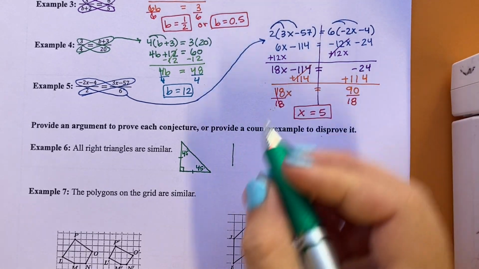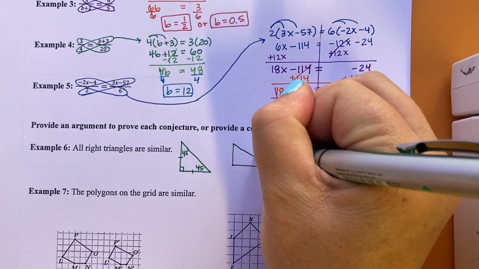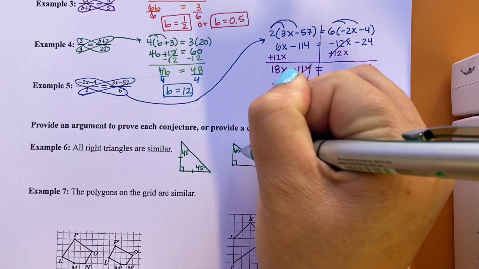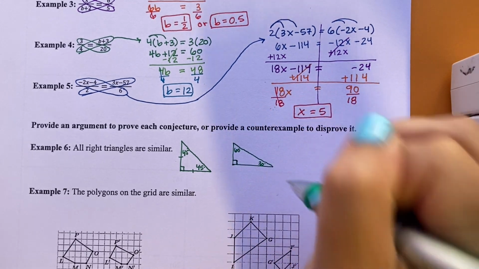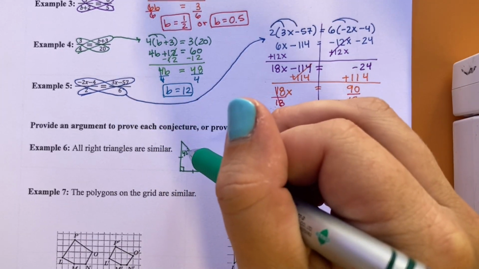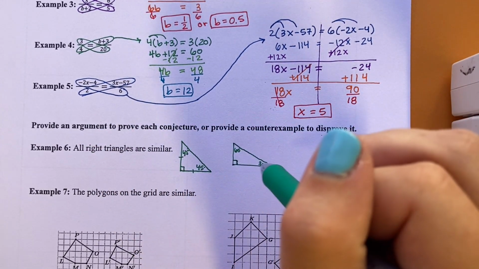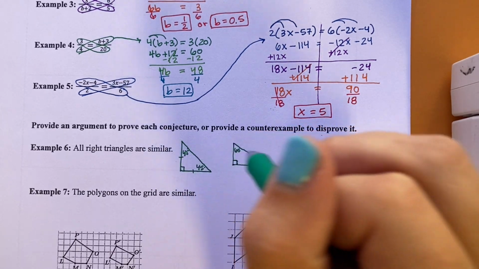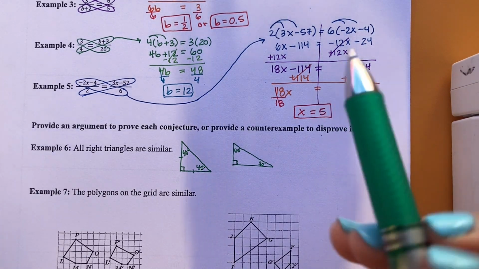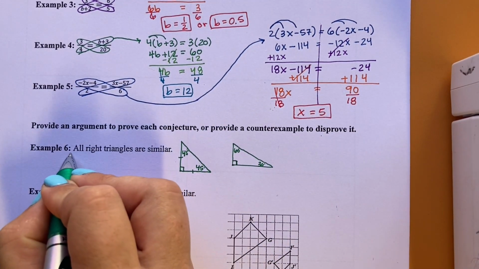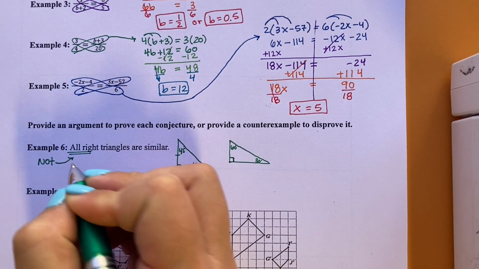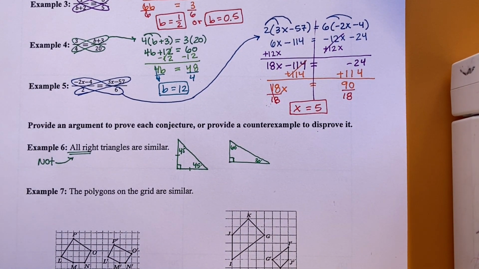Or I can have a right triangle that is a 30, 60, 90 degree triangle. And in order for a right triangle to be similar, their angles should be equal and their sides should be proportional. So this proves that not all right triangles are similar.